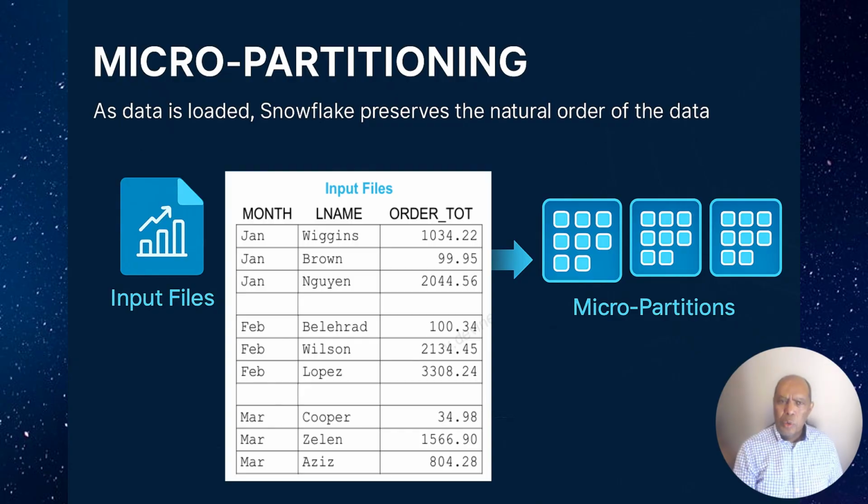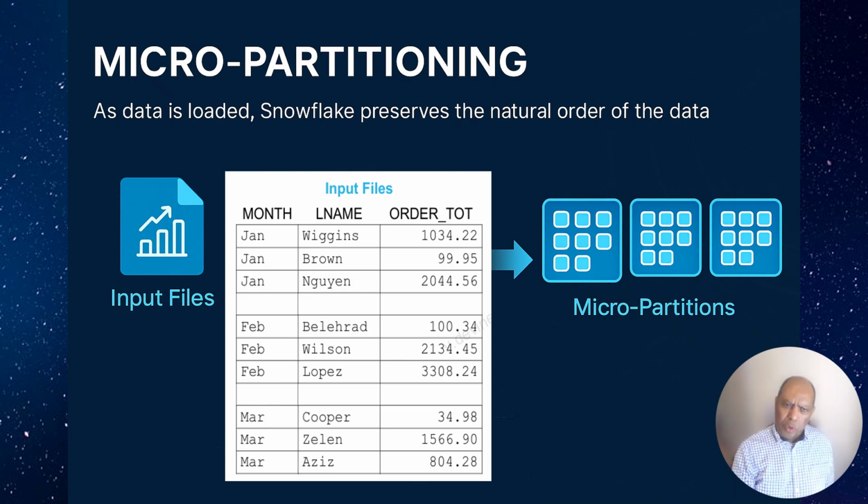One important characteristic of Snowflake micro-partitions is that Snowflake preserves the natural order of the data as it's loaded. Snowflake keeps rows in arrival order. Snowflake does not reorder rows during ingestion. Instead, it writes the records into micro-partitions in the exact sequence they arrive from your input files.